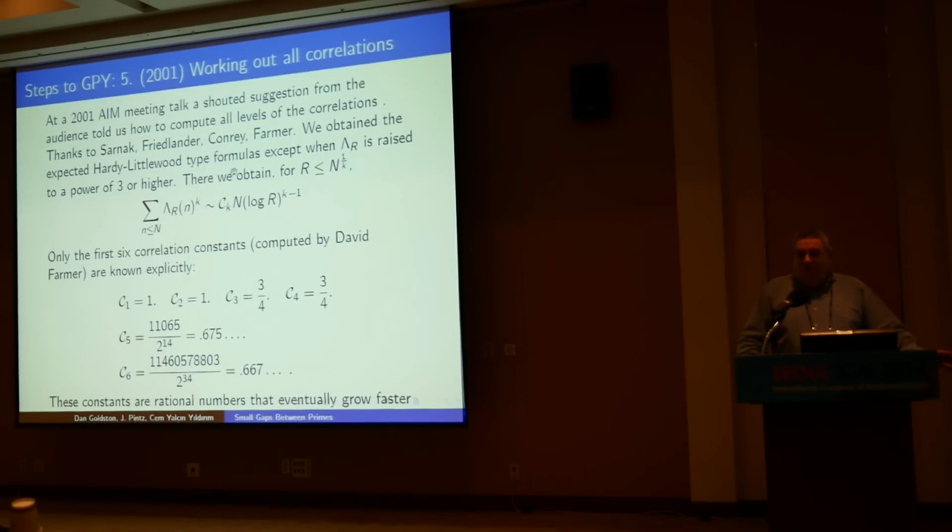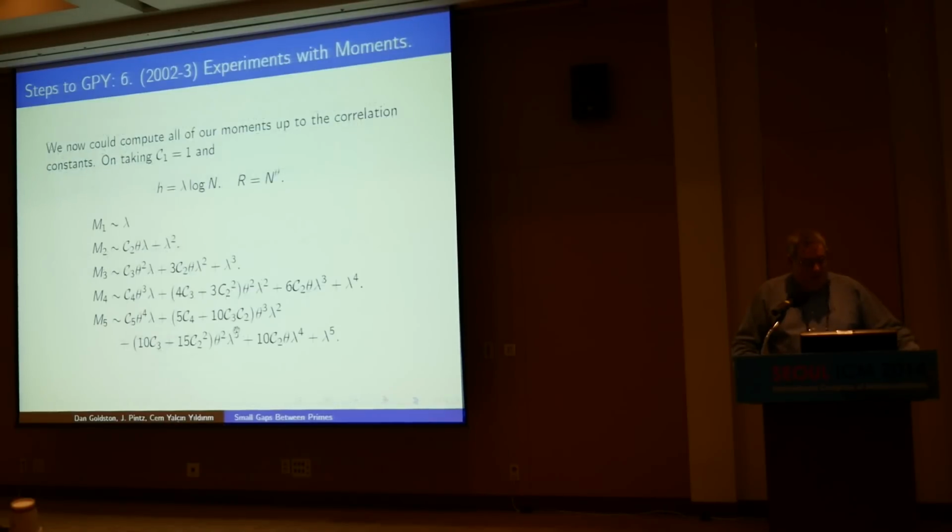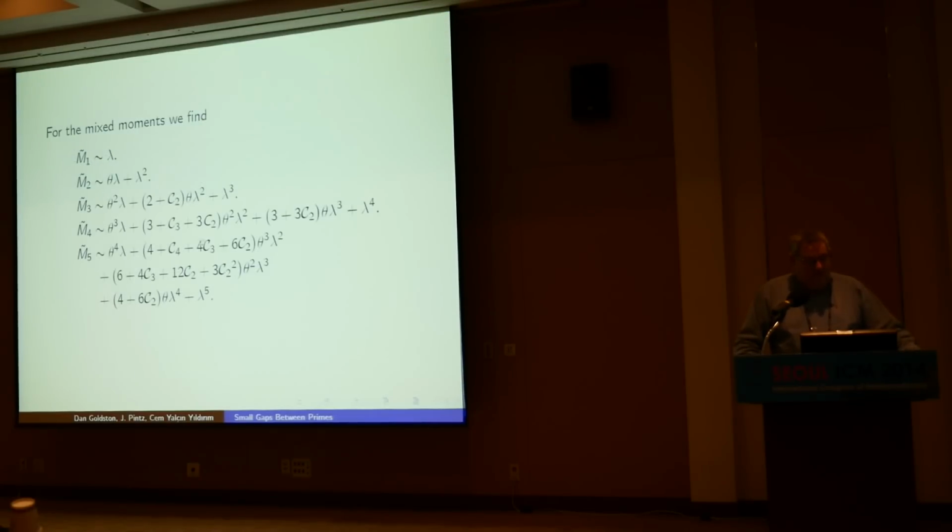But we did third moments, so we figured, well, let's try to do all the moments, but we didn't know how to do it. But I gave a talk at AIM in 2001, and Sarnak and Friedlander and other people sort of told us quickly how to do all these things. So we were able to work out all these correlations finally. And in cases where you raise one of these approximate primes to a third or higher power, there are some constants that come in. But anyhow, now we can work out these moments.